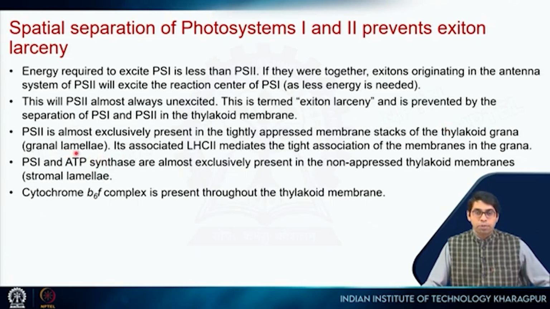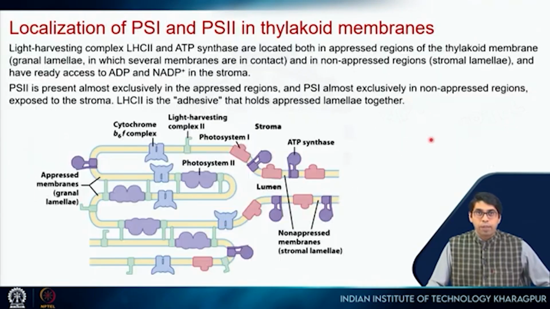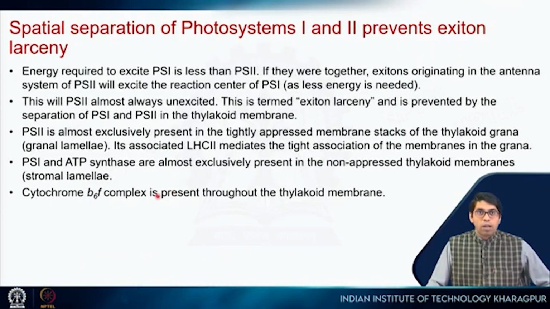So these are some of the terms that you should be familiar with. Its associated light harvesting complex 2 is the one which mediates this tight association of the membranes in the grana, right? Like this one. On the other hand, photosystem 1 and ATP synthase are almost exclusively present in the non-appressed thylakoid membranes, which is the stromal lamellae.